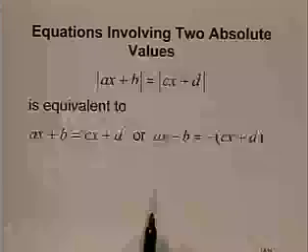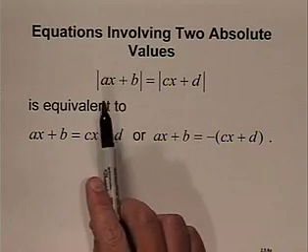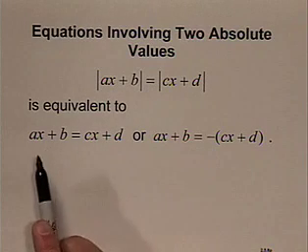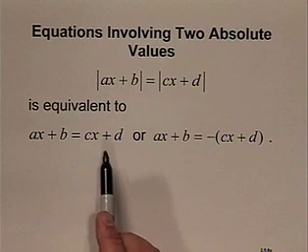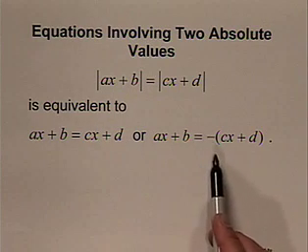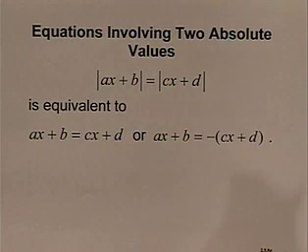Now, when we deal with equations with two absolute values, it can seem a little bit trickier, but we can actually use a similar idea that we used in the previous example. And the way we do this is using the following property. When we have the absolute value of ax plus b equals the absolute value of cx plus d, that's equivalent to ax plus b equals cx plus d, or ax plus b equals negative cx plus d. We can use this idea to solve the following problem.